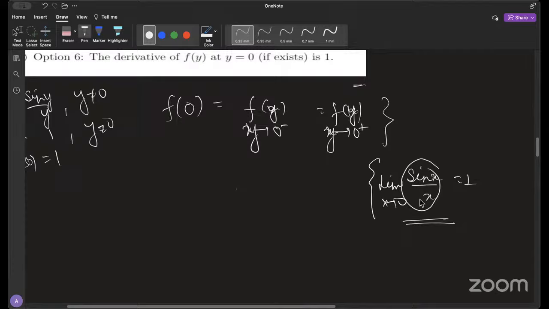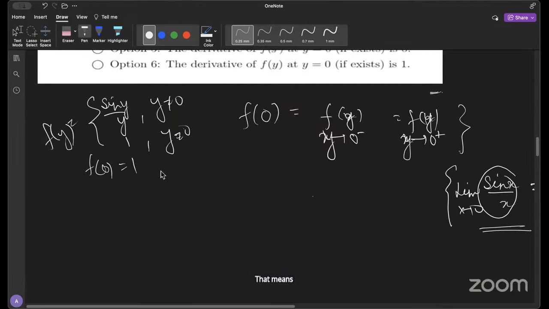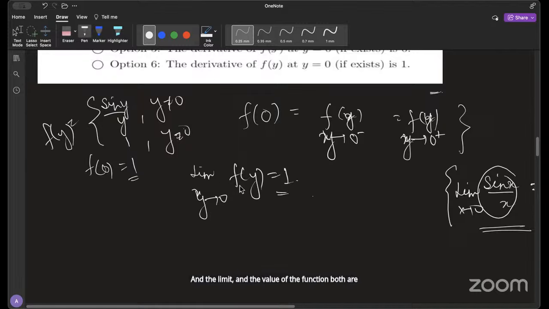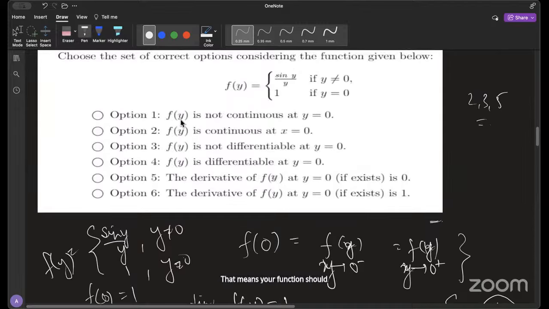The limit of sin x by x as x tends to 0 is 1. That means the limit as y tends to 0 of this function f(y) is 1. And the limit and the value of the function both are the same. That means your function should be continuous here, right? So your f should be continuous.